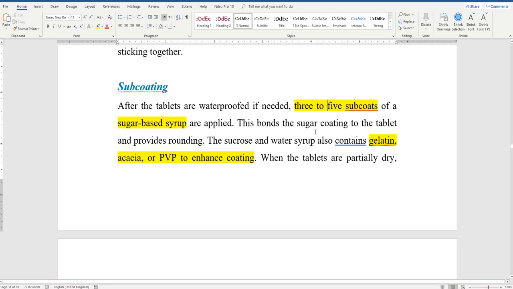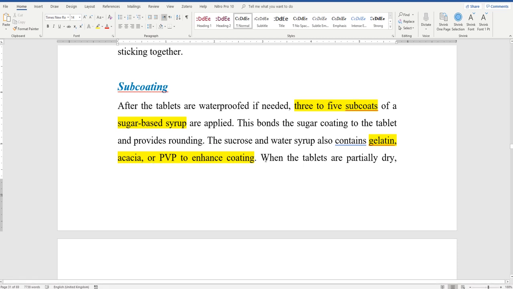Now the solution we apply contains, in addition to sucrose, okay, the syrup that I'm applying, in addition to sucrose, it contains gelatin or a material such as acacia or polyvinyl pyrrolidone in order to enhance coating and make the right bonding, okay, because these materials help in bonding the coat with the tablet.